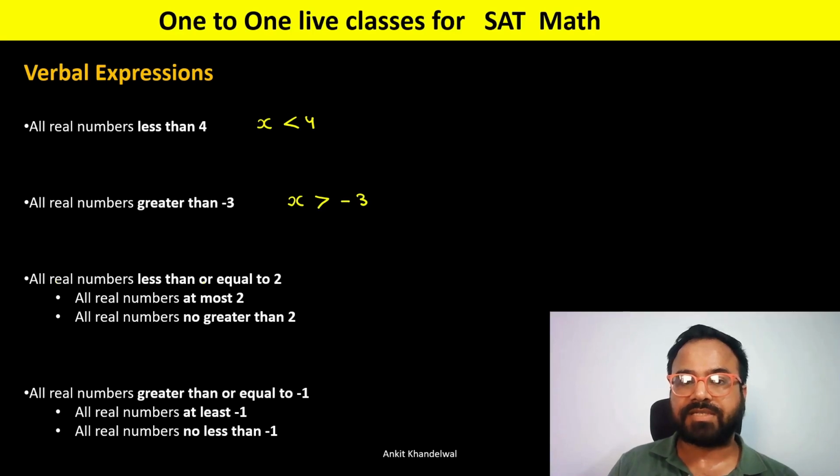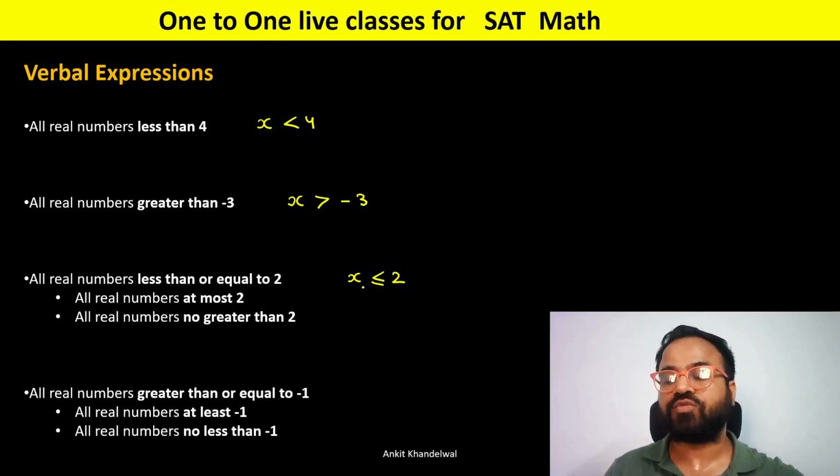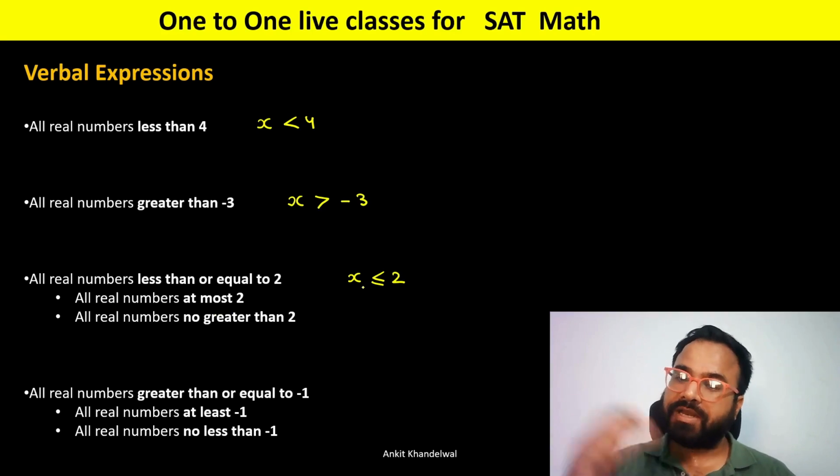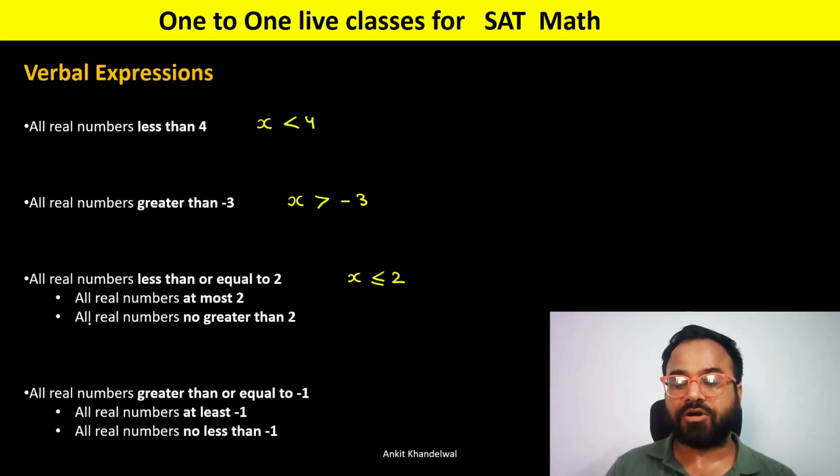All real numbers less than or equal to 2. Less than or equal to 2 means this. Another way of writing the same statement is all real numbers at most 2. At most 2 means it can be equal to 2 or less than 2, but not more than 2. Or you can say all real numbers no greater than 2. No greater than 2 means it can be 2 but not greater than 2, but less is possible.